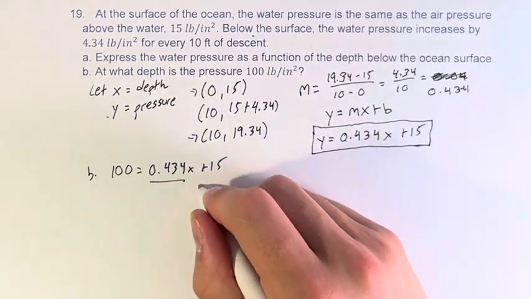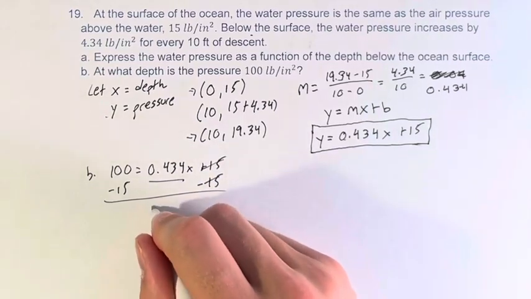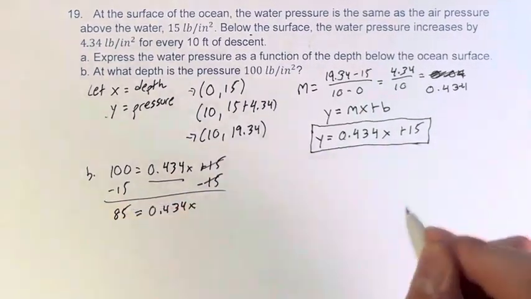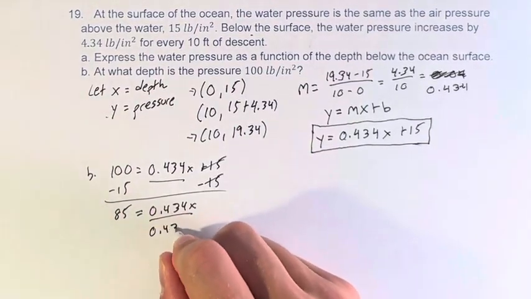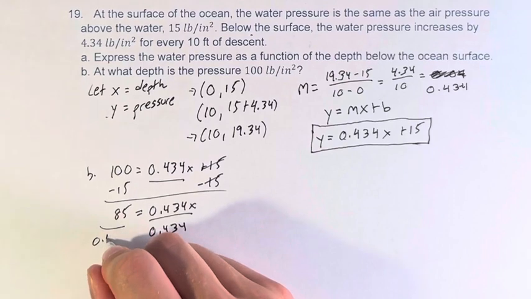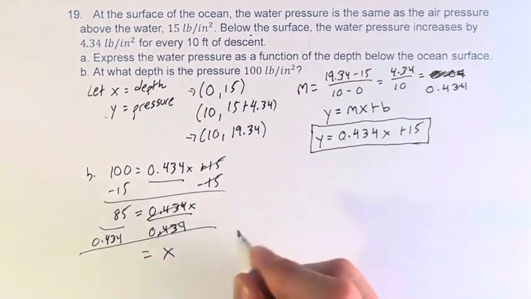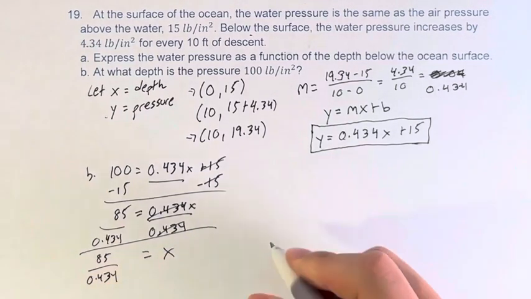First, let's not divide, subtract 15 from both sides. This cancels, and we're left with 0.434x is equal to 85. We can divide by 0.434. These cancel, and we're left with x is equal to 85 divided by 0.434.